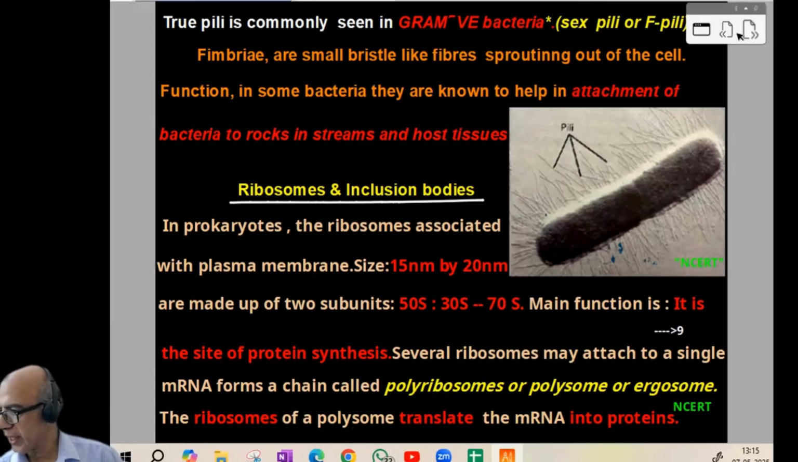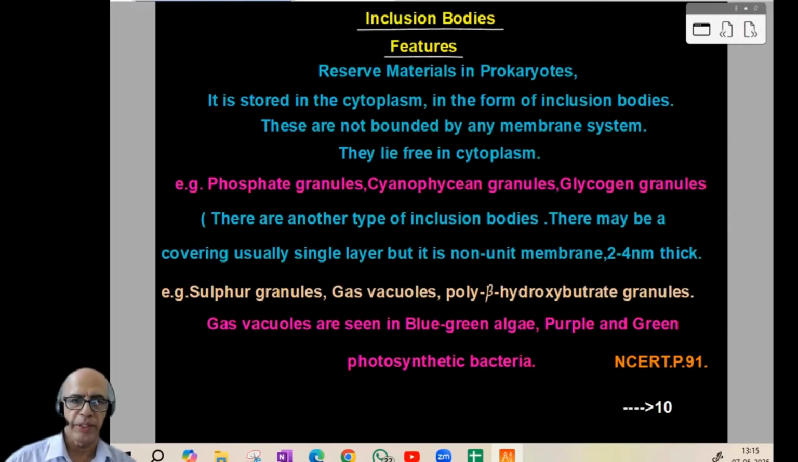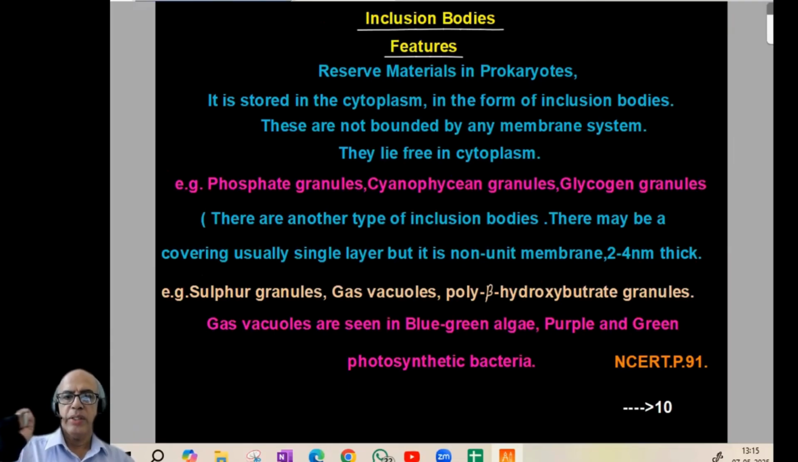Now we can proceed to the next structure, that is inclusion bodies. What are the features? A regular question, theory and one-liner. All connected with NCERT. Reserve material in prokaryotes is stored in the cytoplasm in the form of inclusion bodies. They are not bounded by any membrane system. They lie free in the cytoplasm.